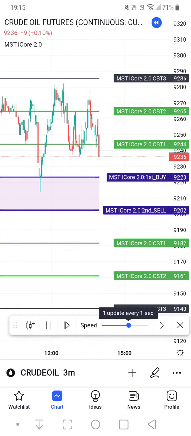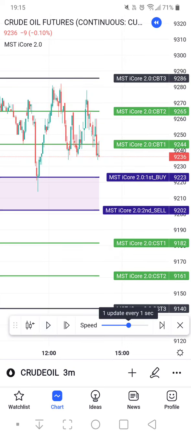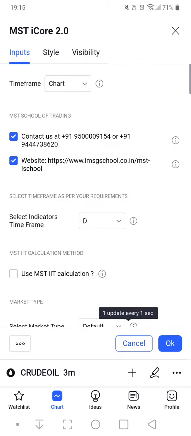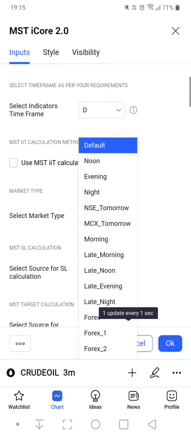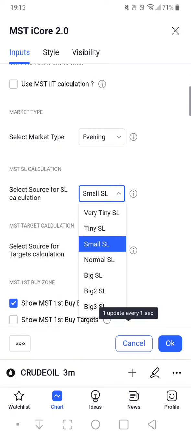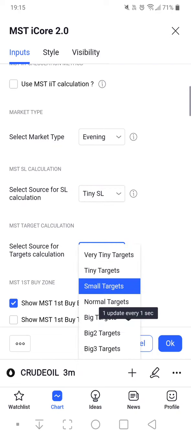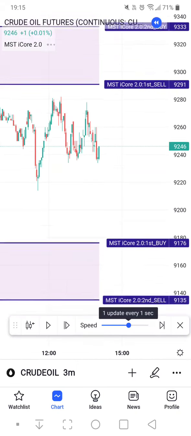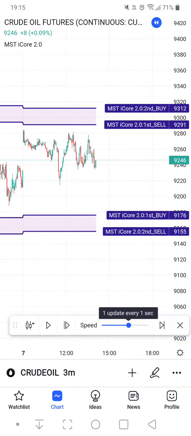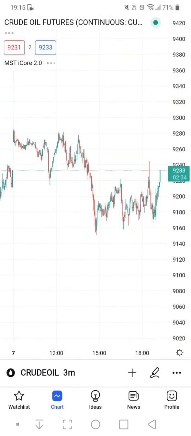The second one, come to the iCore indicator settings. Here again go to reset settings, and instead of default market type, keep evening market type. Here also you keep tiny SL and tiny targets. So now you see what happened. I am removing this.